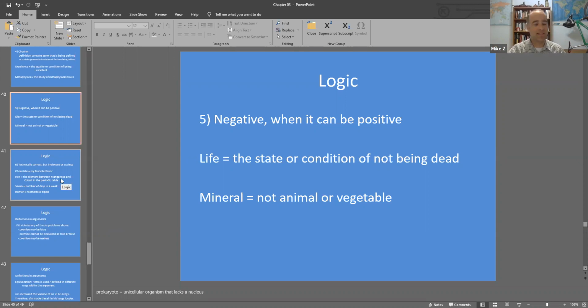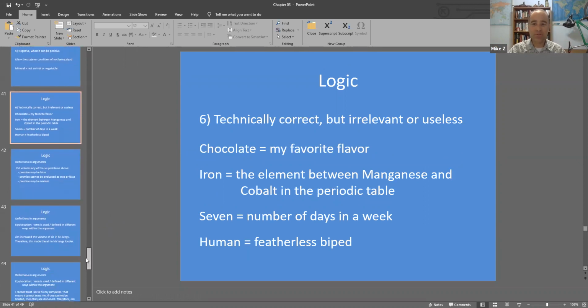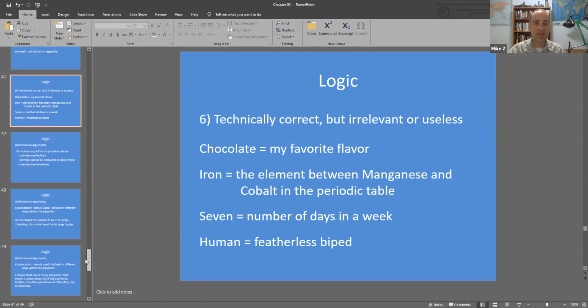Here's another one. I kind of like this one. Ones that are technically correct, but they're kind of dumb, right? They're useless or irrelevant somehow. So if somebody wanted to know what chocolate is, and I say, oh, I know what chocolate is, that's my favorite flavor. Okay, but that doesn't really explain what chocolate is to anybody who doesn't know what chocolate is already. I mean, it is my favorite flavor, so this is true. It's a correct definition, but it's not an informative or useful definition.